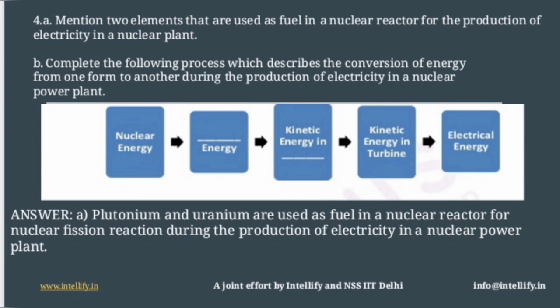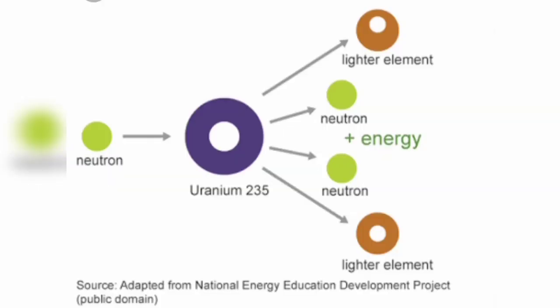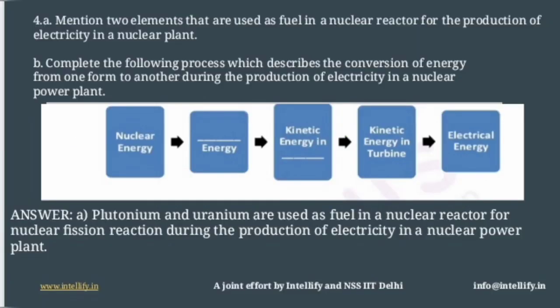First, what is meant by nuclear fission reaction? It is the splitting of a heavier nucleus into two or more lighter nuclei. Here the plutonium and uranium are heavy nuclei. They split into smaller lighter nuclei. During this, energy is produced. It is used for the production of electricity.